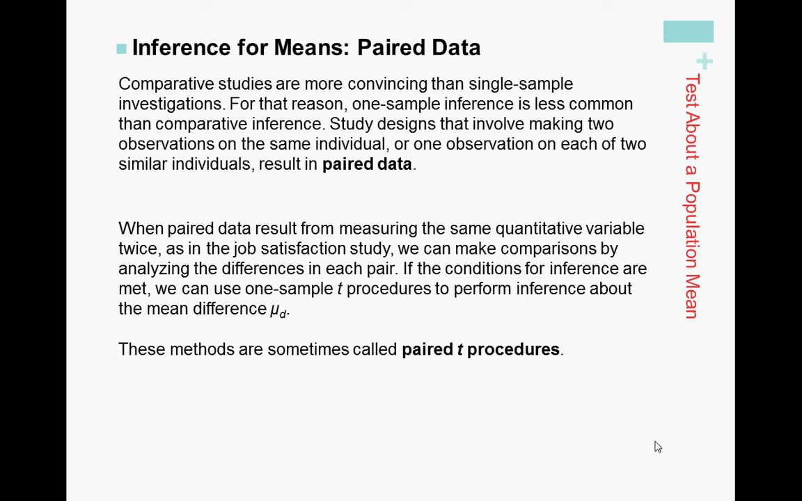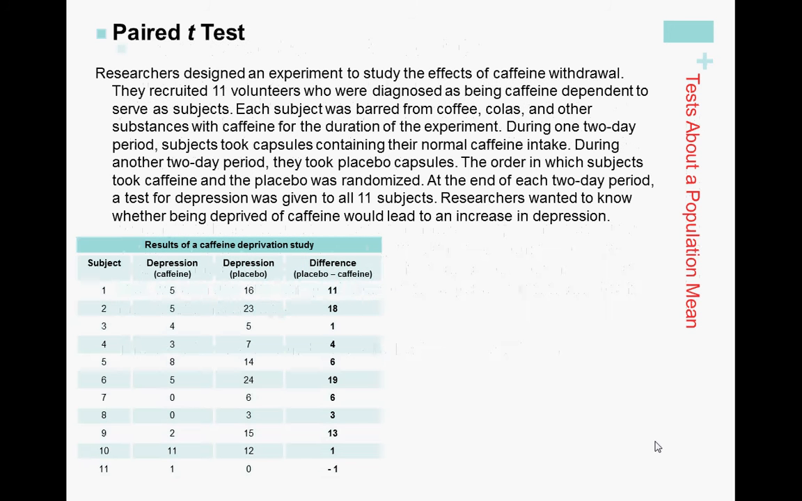So let's do an example of this. Researchers designed an experiment to study the effects of caffeine withdrawal. They recruited 11 volunteers who were diagnosed as being caffeine dependent to serve as subjects. Each subject was barred from coffee, colas, and other substances with caffeine for the duration of the experiment. Man, that probably means no chocolate. Oof. During one 2-day period, subjects took capsules containing the normal caffeine intake. During another 2-day period, they took placebo capsules.